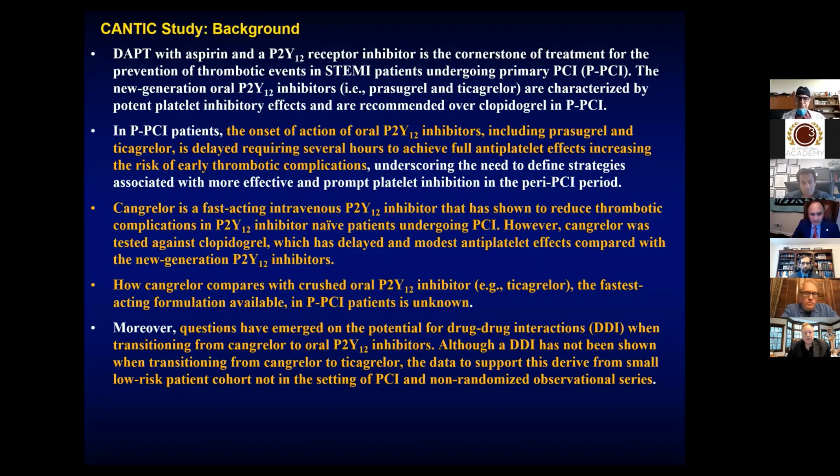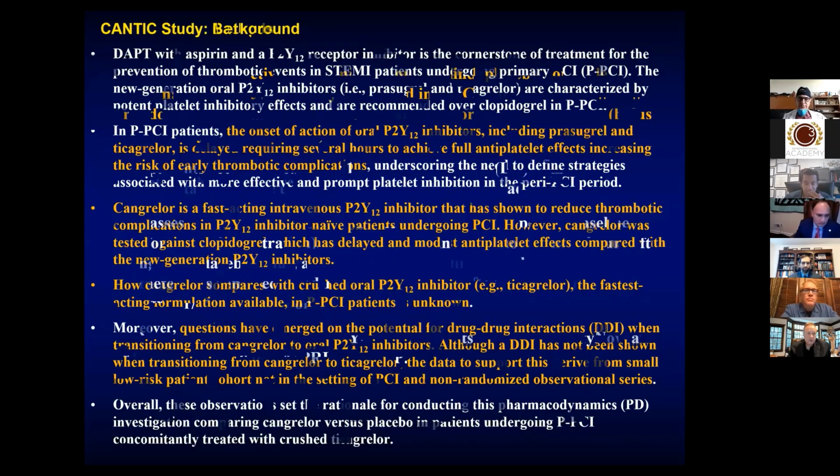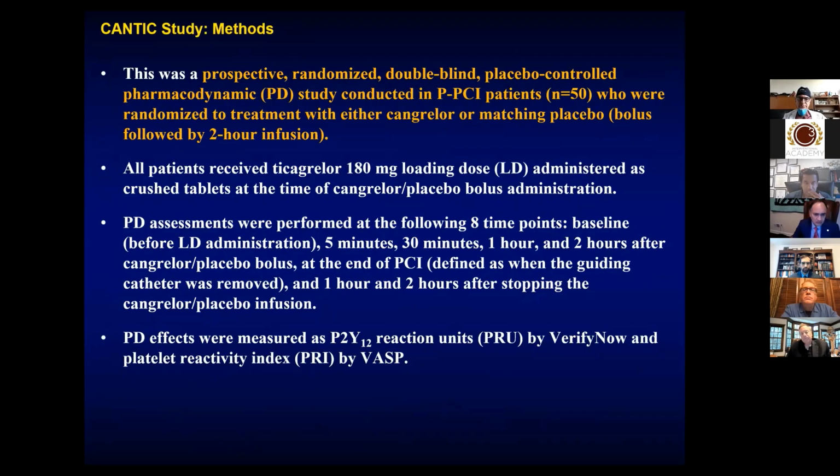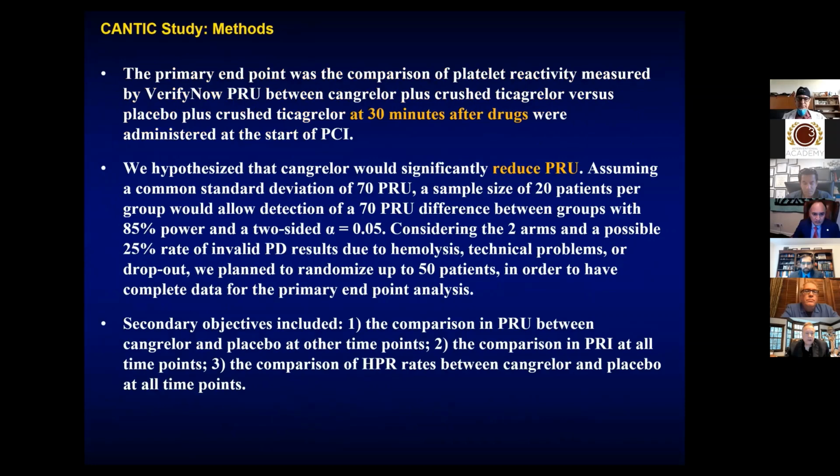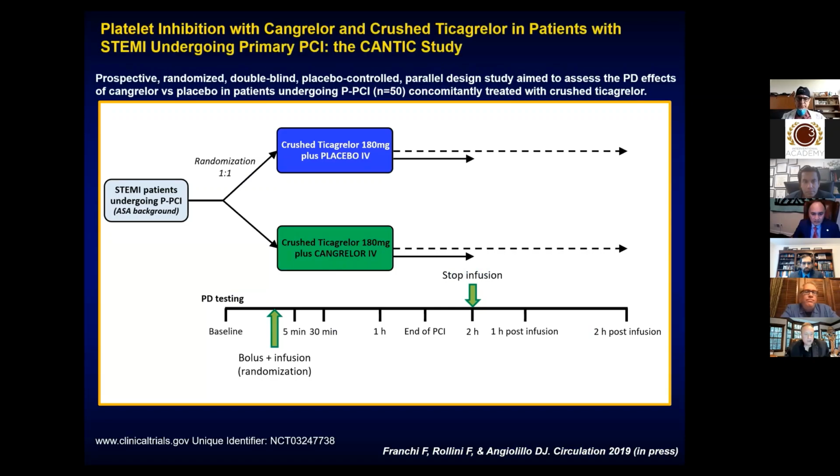And what they did is they looked at how quickly the different drugs act at the time of the procedure. They did a very nice job. It was prospective. It was a randomized study. It was double-blind and placebo-controlled, and they looked at a total of 50 patients. Their primary endpoint was to look at the platelet reactivity units, that's PRU, 30 minutes after they gave the drugs, and a lower PRU is good, meaning you had lower platelet reactivity units.